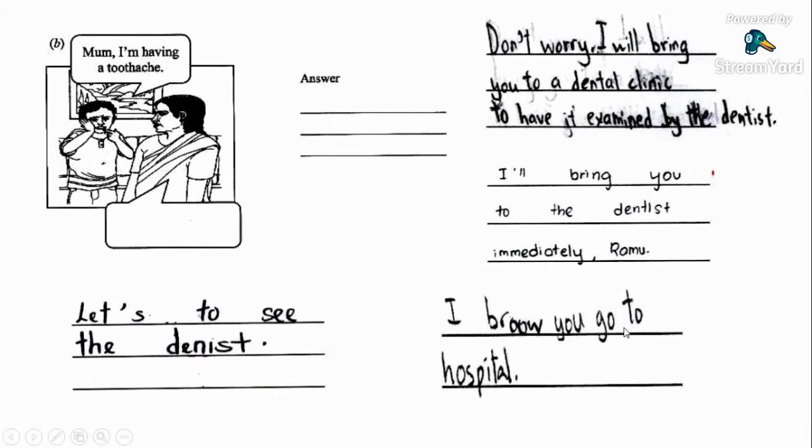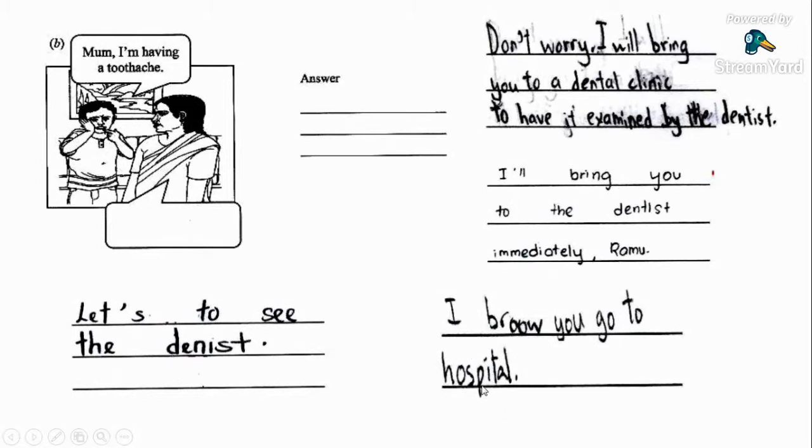"I brought you to the hospital." Bro, I don't know why "bro," but yeah. So, "I brought you to the hospital." "I brought you go to hospital." I think this kid wanted to write "I bring you go to the hospital" or "I brought you go," but obviously this word does not exist. "I brought you go to the hospital." Our sentence is "I will bring you to the hospital." Of course, there's no "go" traveling. So this one will get 1 mark because we have the word hospital.